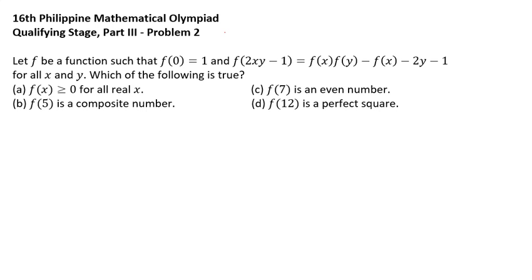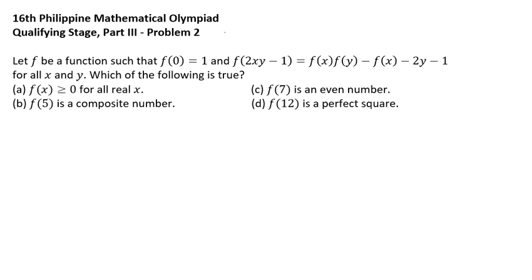We have here a functional equation problem from the 16th Philippine Math Olympiad qualifying stage. Let f be a function such that f of 0 equals 1 and f of 2xy minus 1 is equal to f of x times f of y minus f of x minus 2y minus 1 for all x and y. Which of the following statements is true?